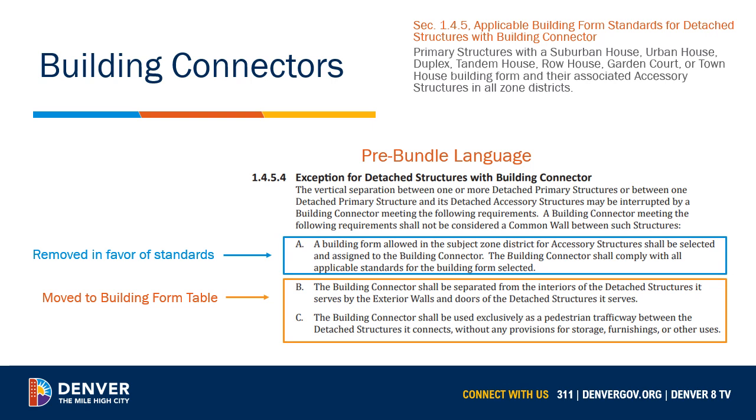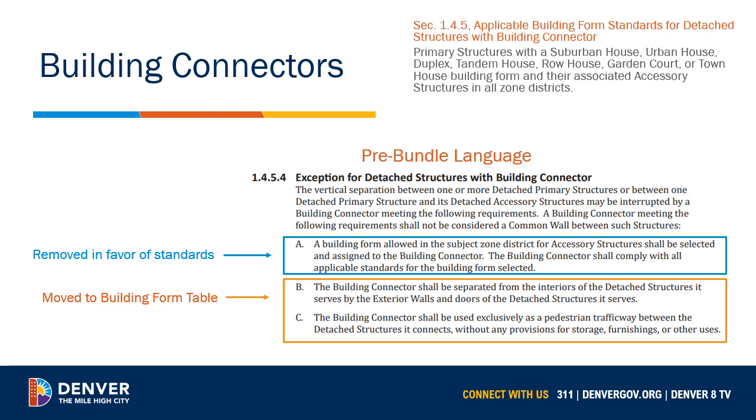Building connectors can be constructed between primary structures and their associated accessory structures in all zone districts when the primary structure is one of the structures in the top right corner of this slide: a suburban house, urban house, duplex, tandem house, row house, garden court, or townhouse building form. The building connector section's language has been reorganized.